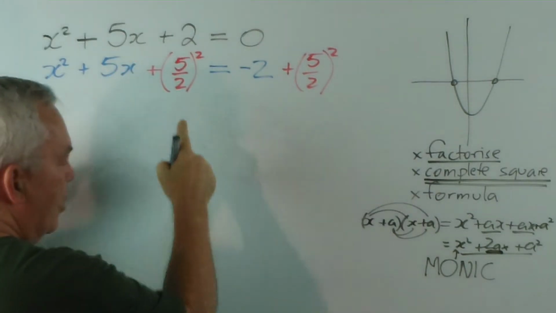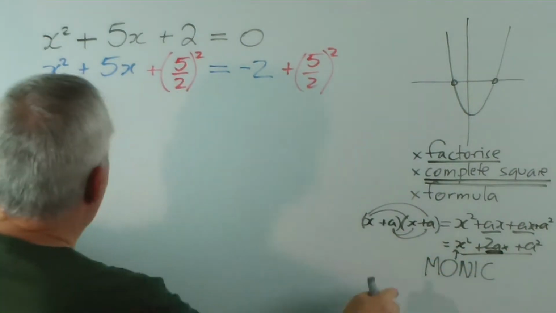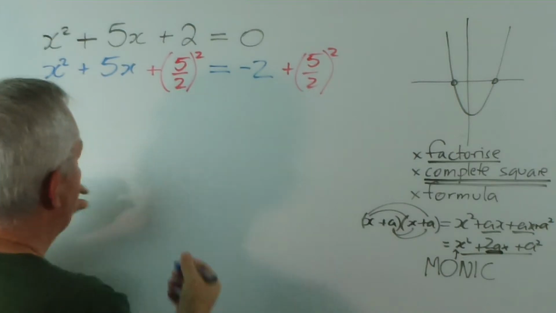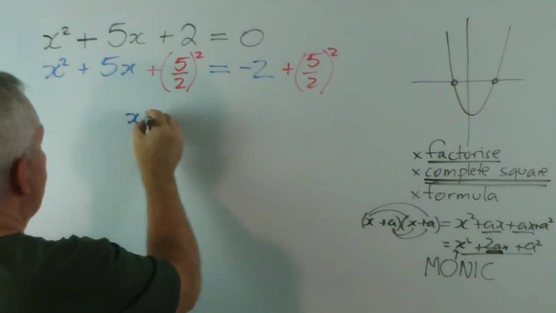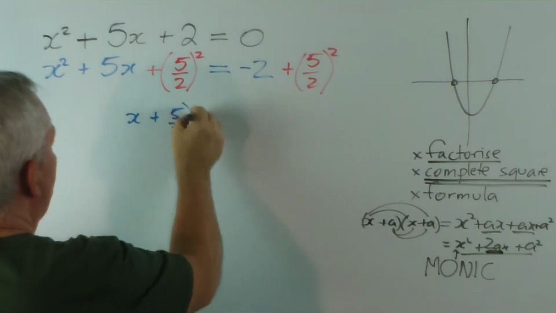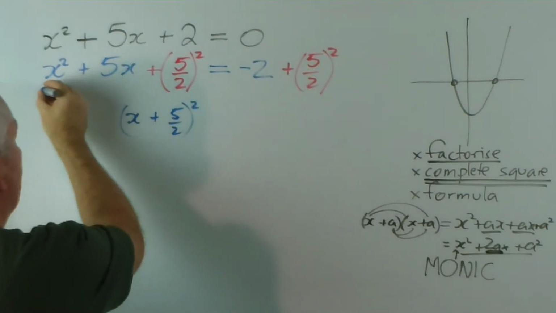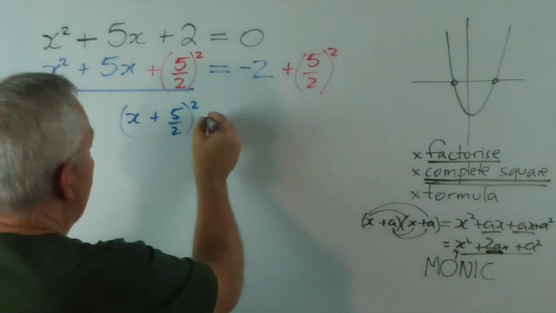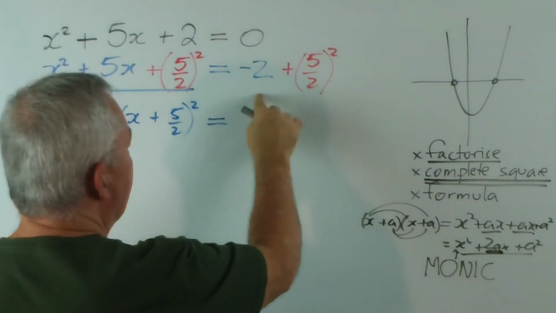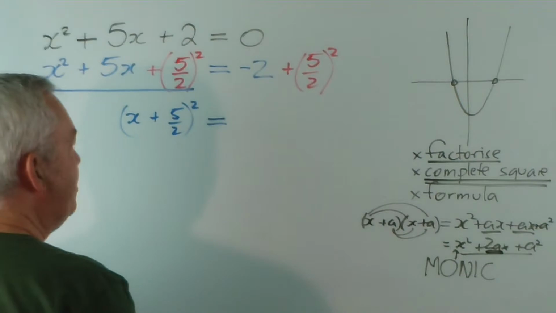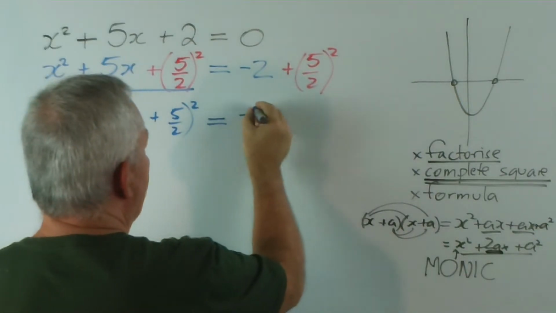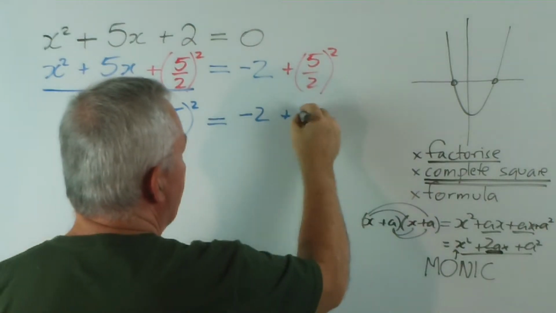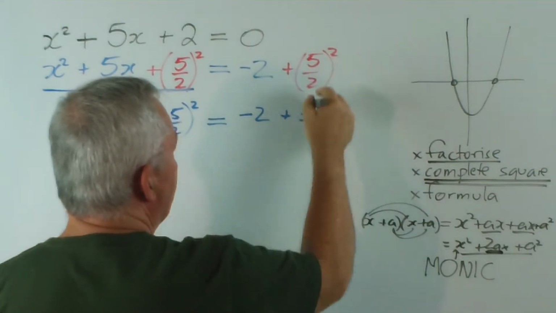This conforms to this pattern. We have x squared. We've got twice 5 on 2 here, and we've got 5 on 2 squared there. So this is x plus 5 on 2 all squared. In other words, that is the completed square. What have we got on this side? Well, somehow we've got to combine these. I'm going to leave the negative 2 here, and I'm going to square this. Squaring 5, it's 25 over 2 squared is 4.